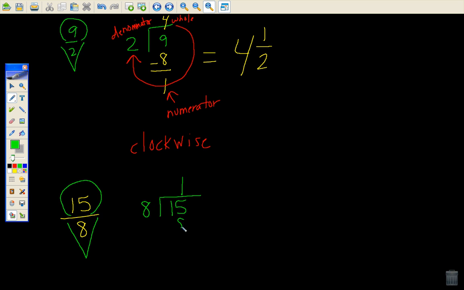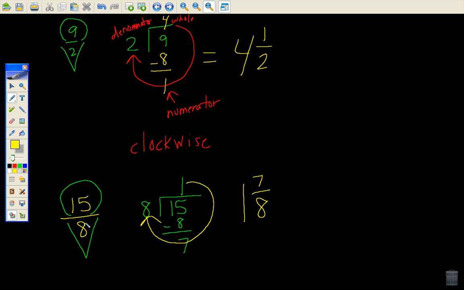So 8 times 1 is 8. I subtract and I get 7. So I have 7 left over. I'm going to report it as a fraction. I'm going to go in clockwise motion. So 8 went in there 1 whole time with 7 left over, and they were cut into 8 pieces. So 1 7/8 is my mixed number.